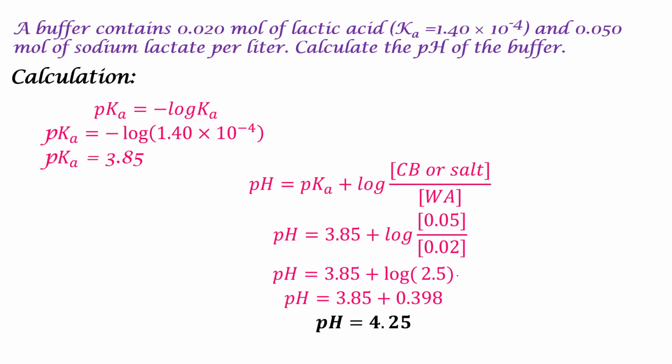What I did here is first simplify this fraction, 0.05 over 0.02. I changed that into 2.5, and then I took the log of that, and that gives us 0.398. And then this 0.398, when added to the 3.85 that we calculated in the previous step, gives us a final pH of 4.25. So this is the final pH of the buffer. A pH of 4.25 is the final pH of the buffer. Okay.